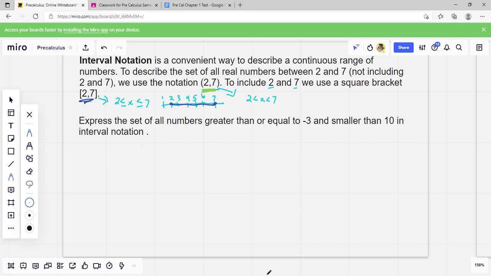All right. Express the set of all numbers greater than or equal to -3 and smaller than 10 in interval notation. It's greater than or equal to -3, so we're going to use a bracket for -3, and less than 10. So we'll do our 10, and then we'll use a parenthesis right there.